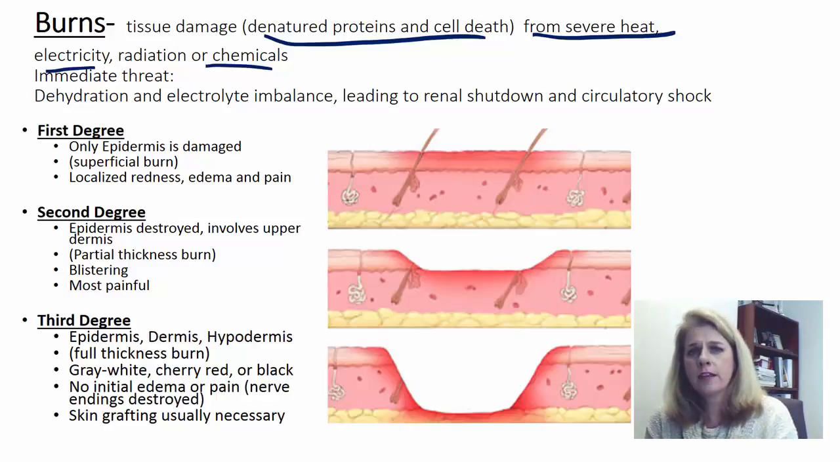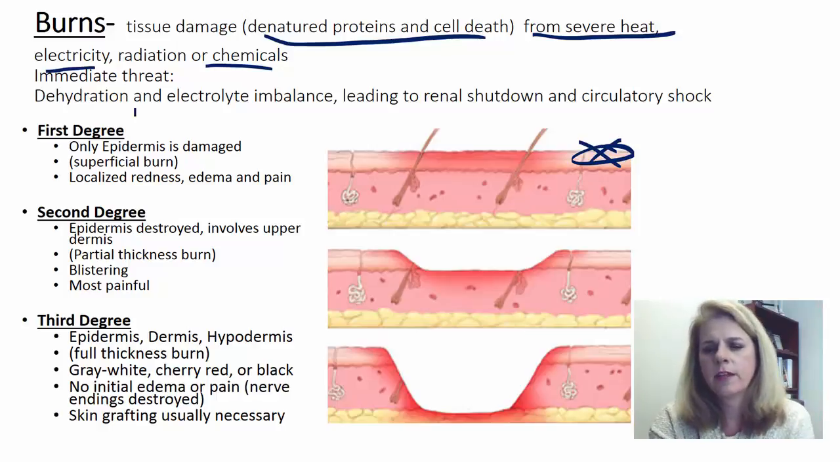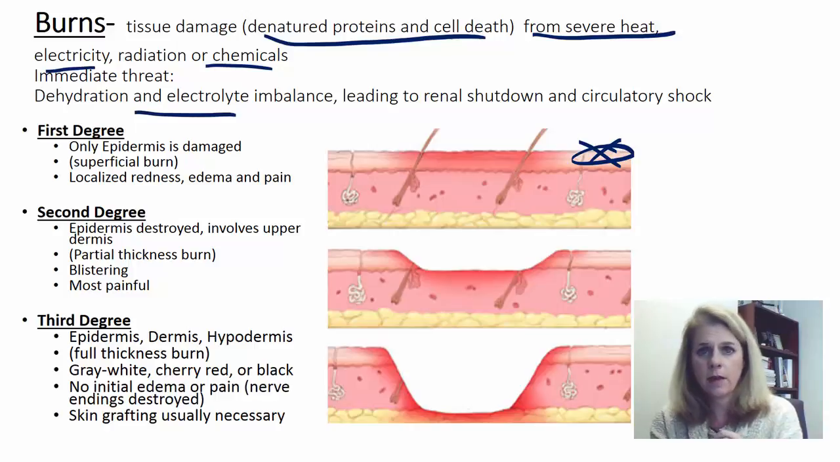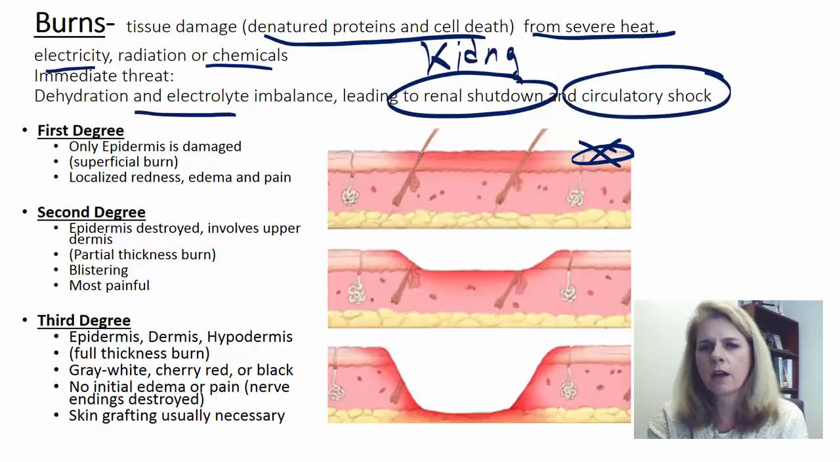Now, burns are dangerous because the threat is that you can have fluid and electrolyte problems. Remember that epidermal layer is your waxy layer that helps hold the moisture in, and so if you have damage to your skin, then you can ooze out a lot of fluid, and you can get in trouble with dehydration and electrolyte balance. If you're not able to balance your water and your electrolytes, that can lead to renal or kidney problems. Renal means kidney. Or circulatory shock, okay? So severe burns can lead to death, and we're going to talk a little bit about that as well.